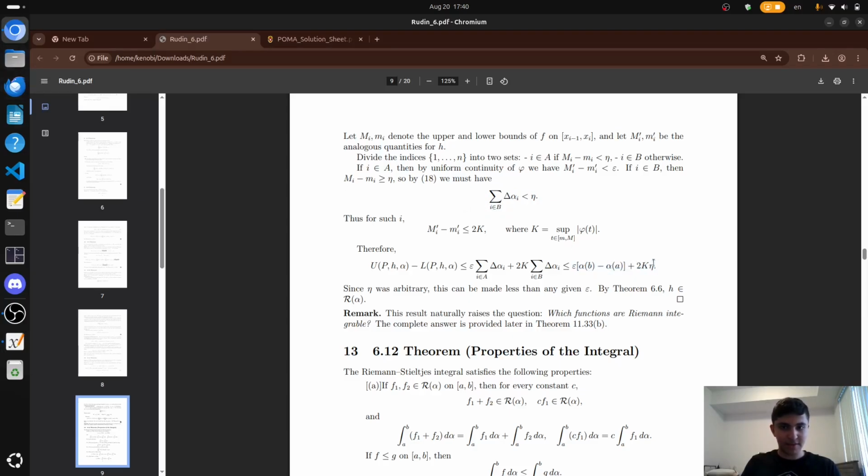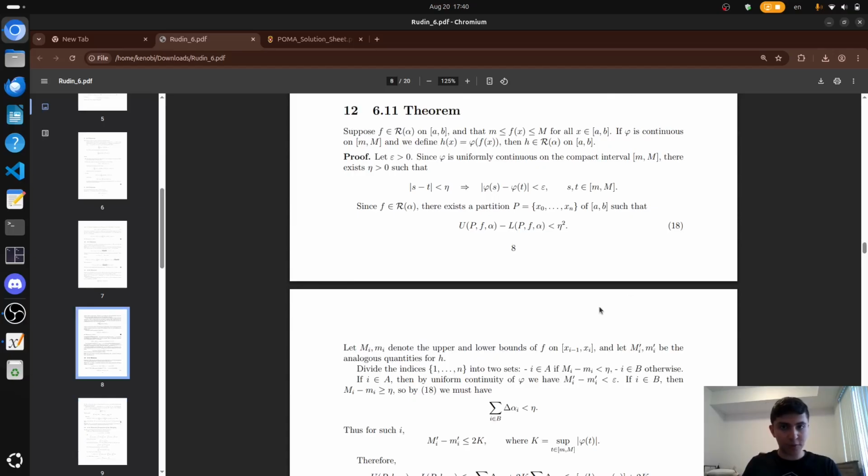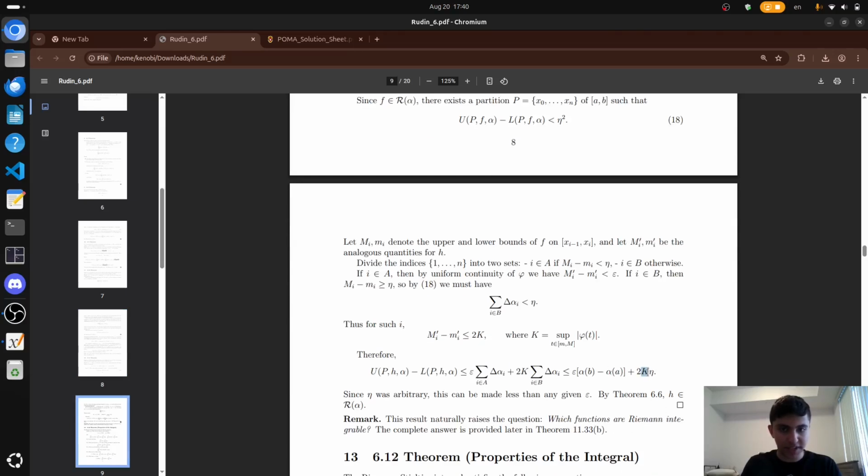Another really important part of the proof is that we choose eta less than epsilon. That's also very important, because here we want to show that this is going to be less than something times epsilon. So choose eta less than epsilon, and you're going to get epsilon alpha b minus alpha a plus 2k epsilon. And since epsilon was arbitrary, we proved the theorem.